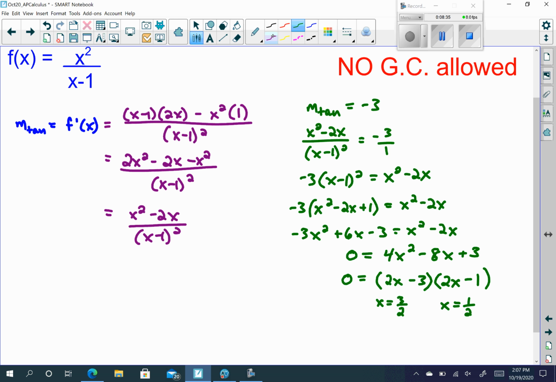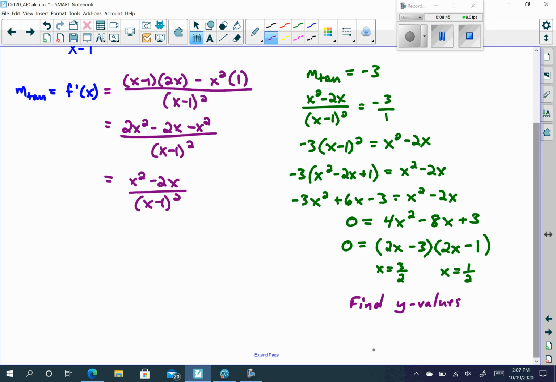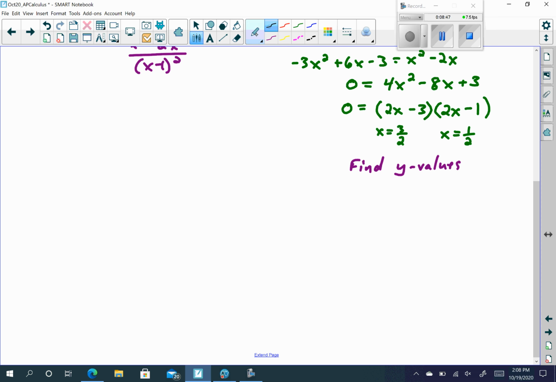But we're not done yet. These are just the x values. We want the entire points. So we need to find the y values at both of these x values. All right, so again, our function was x squared over x minus 1. So we want to find f of 3/2, and we want to find f of 1/2. So pause the video, go ahead and do that.